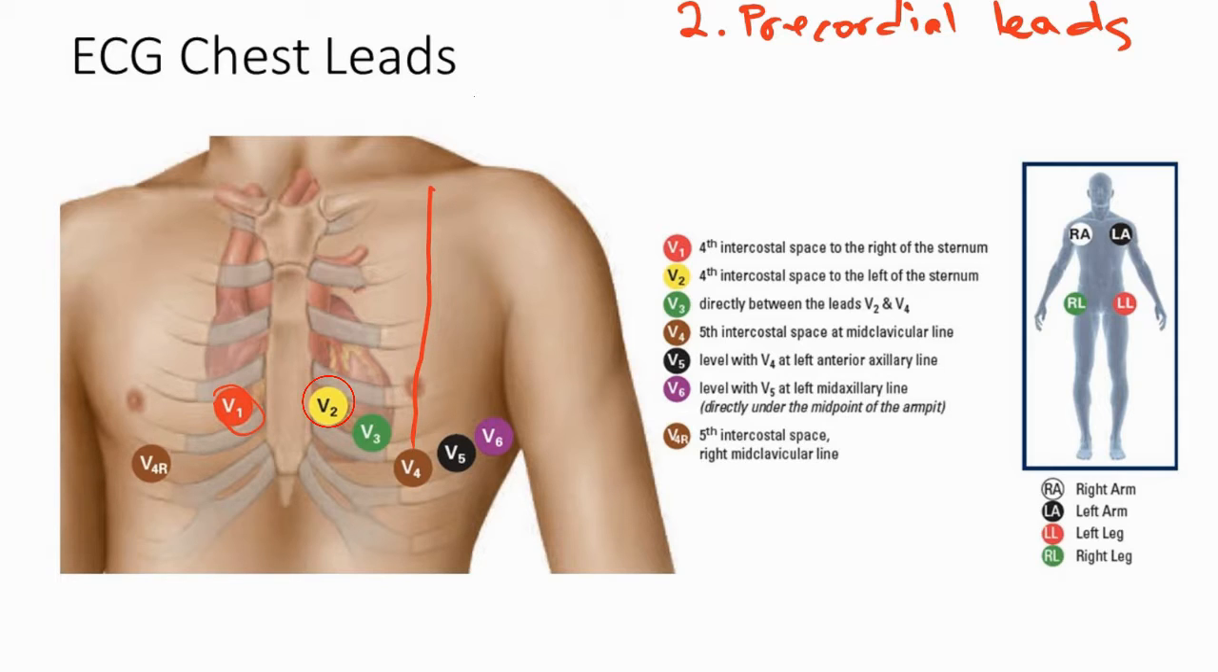V4, V5, and V6 are essentially placed at about the same level in terms of the 5th intercostal space, but they gradually go more lateral. So V5 is approximately the anterior axillary line, and V6 is the mid-axillary line. In pediatrics, the combination of this plus the limb leads that we've spoken about would give you a 12-lead EKG, and we'll see why.